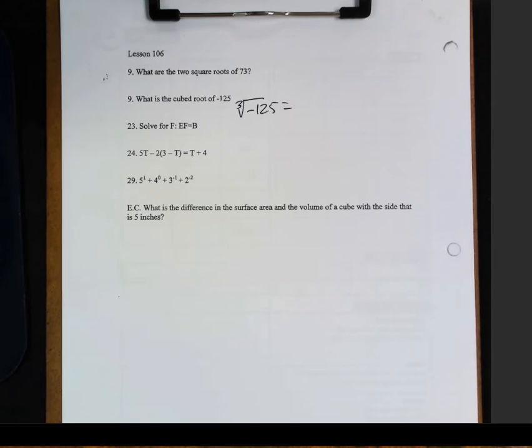Number 23 was also from yesterday's lesson. You need to get F by itself. To do that, you need to get rid of the letter E. Letters next to each other mean? Multiply. To get rid of them, you? Divide. If you divide on the left, you divide on the right. And guys, just leave it with letters when you're done with the division.